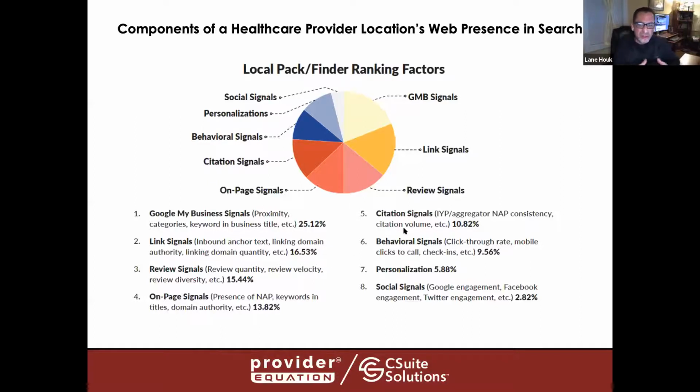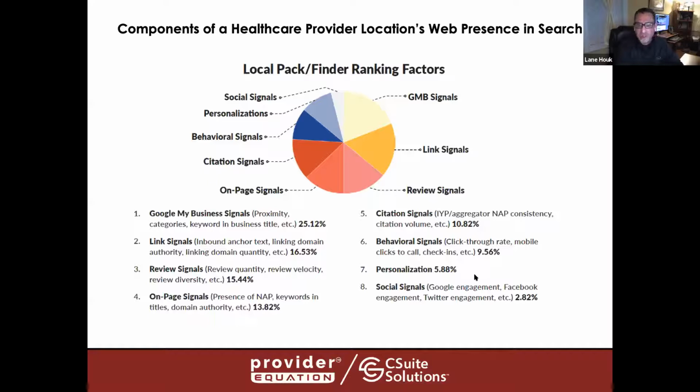Citation signals are signals around your business name, address, and phone number. In the digital marketing industry, we call that NAP for short, but it stands for name, address, phone number. And so Google's constantly scanning the ecosystem looking for business names, addresses, and phone numbers. And then the more consistent a business or a location's name, address, phone number is within the entire ecosystem where the NAP might occur, the better.